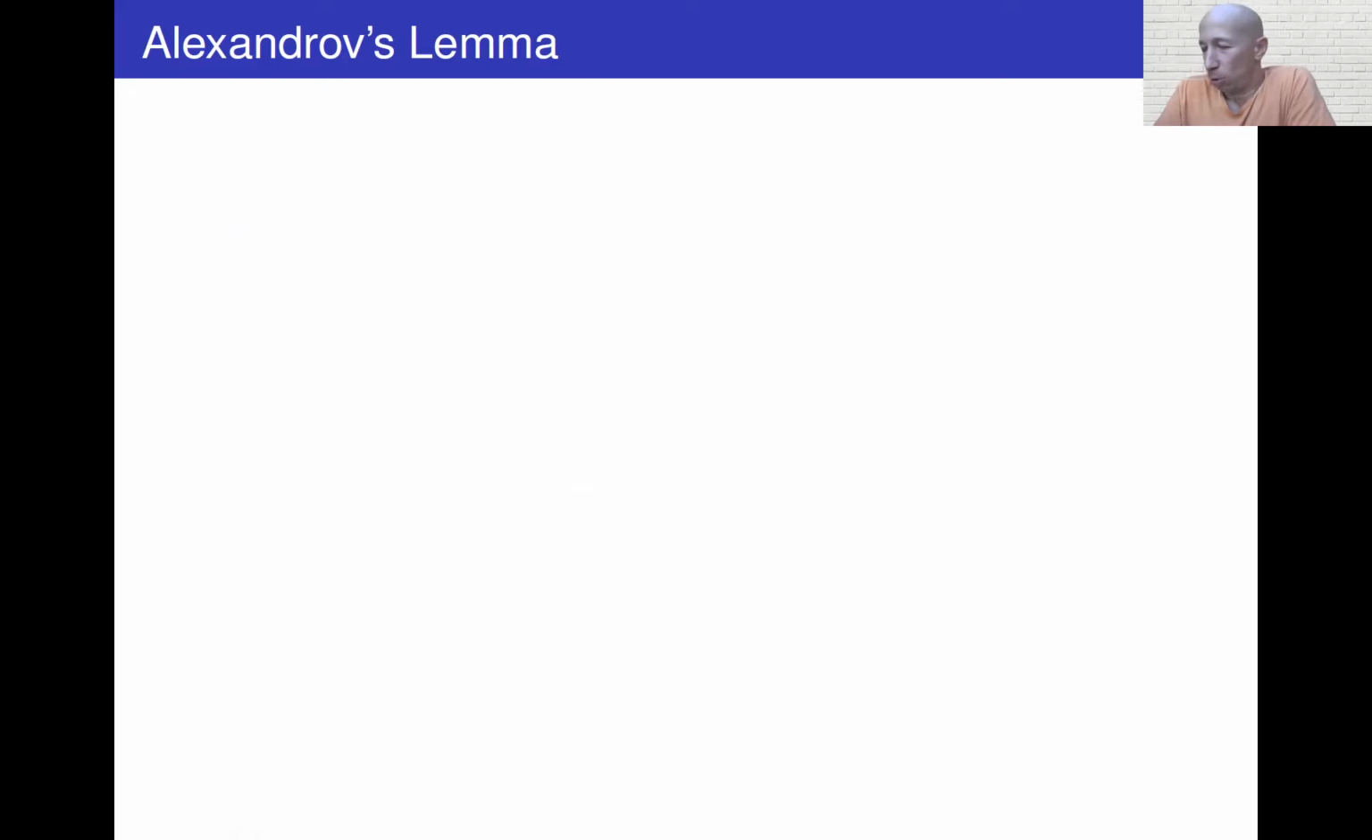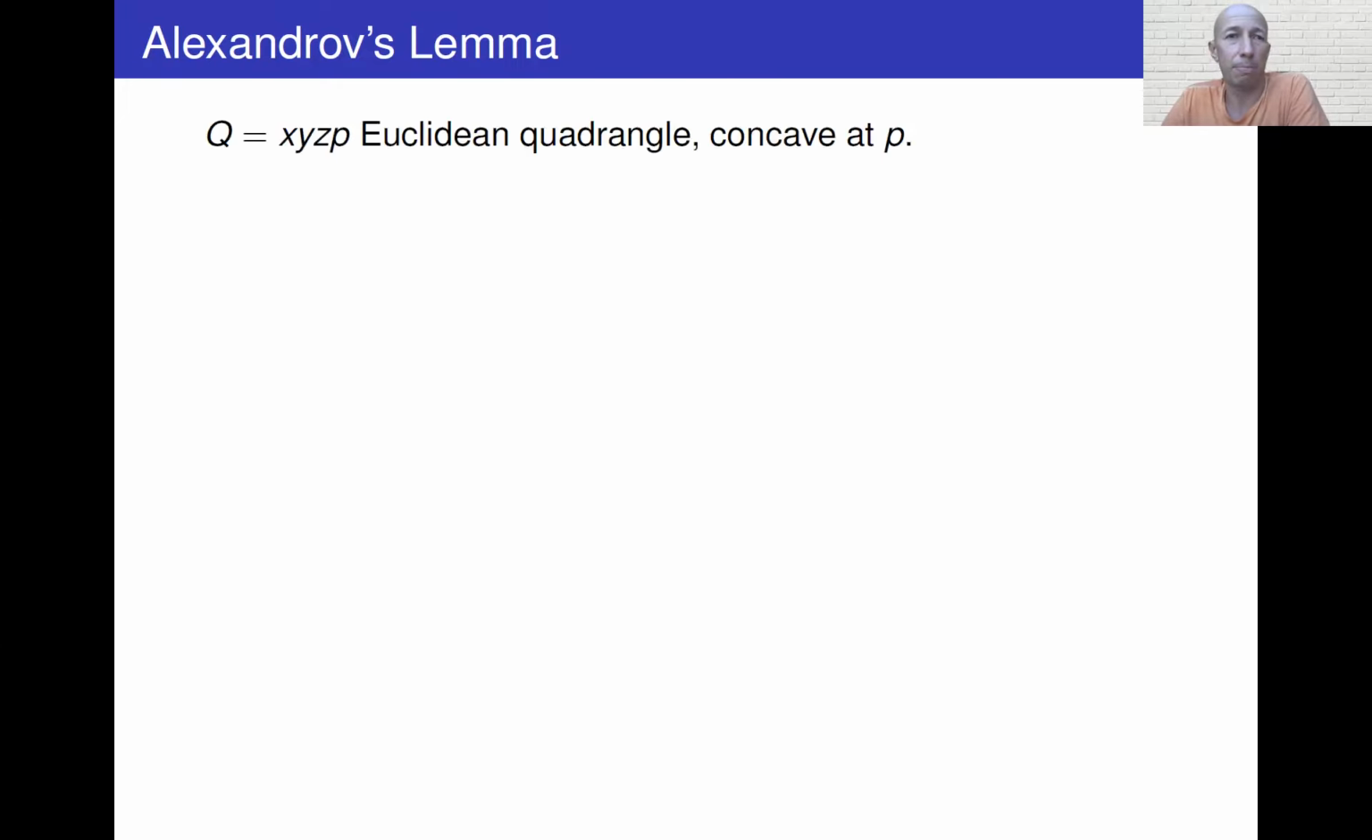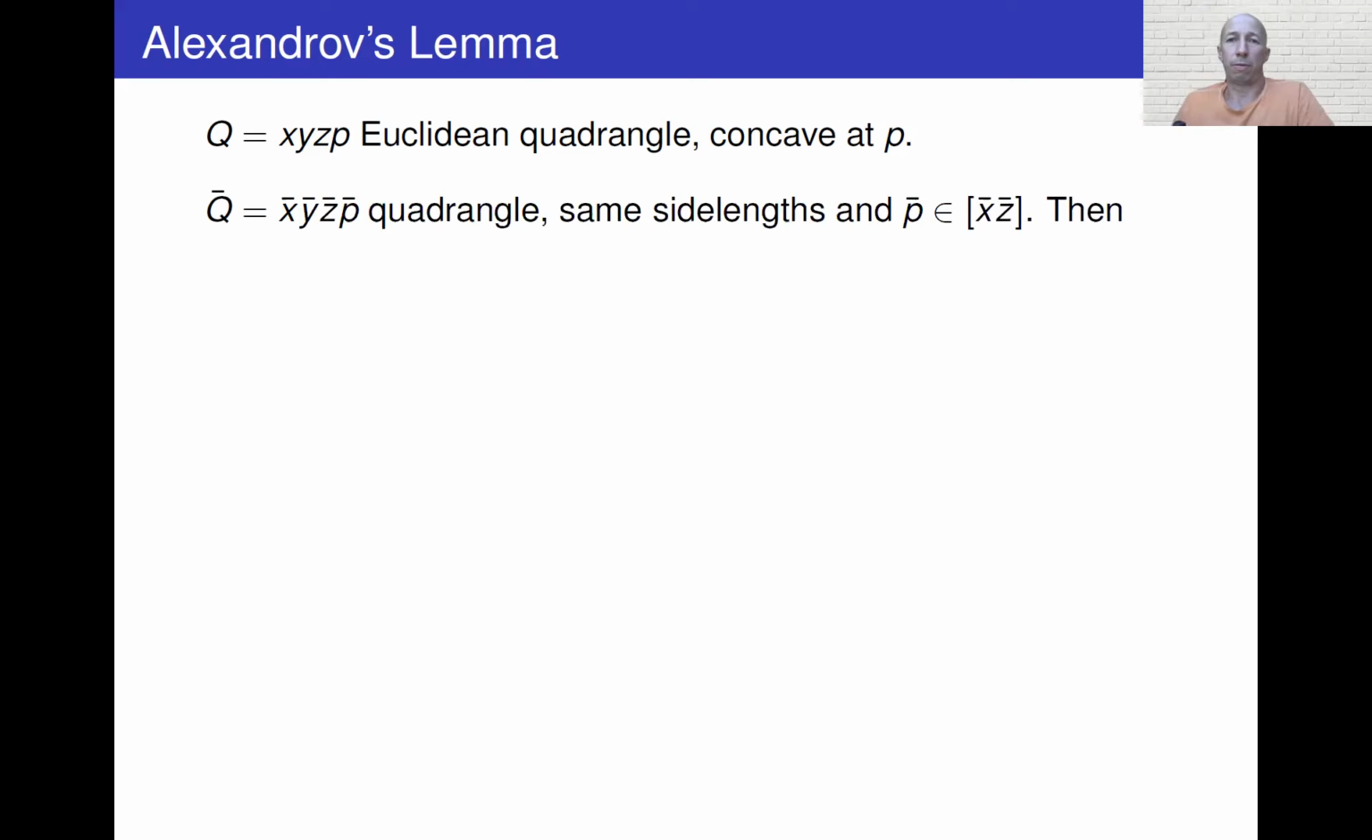Let us start with real mathematics. We start with Euclidean geometry, with the so-called Alexandrov's lemma, which is at the very basement of the whole theory of non-positive curvature. It is a rather elementary statement in Euclidean geometry. We have a Euclidean quadrangle which is concave at the point P. I will draw it now. I hope you can see it. Can you see it? Okay, I think it's visible.